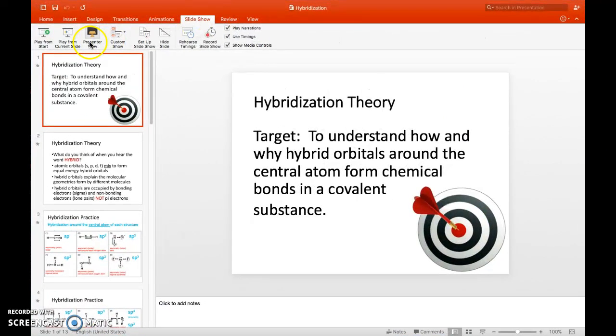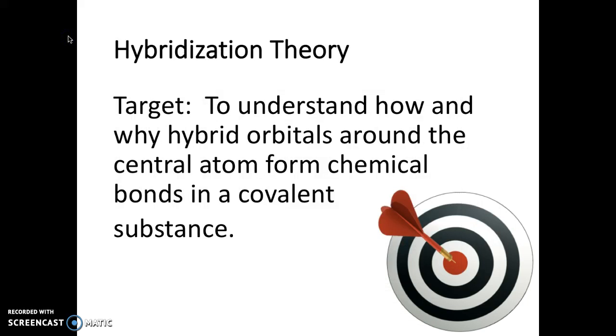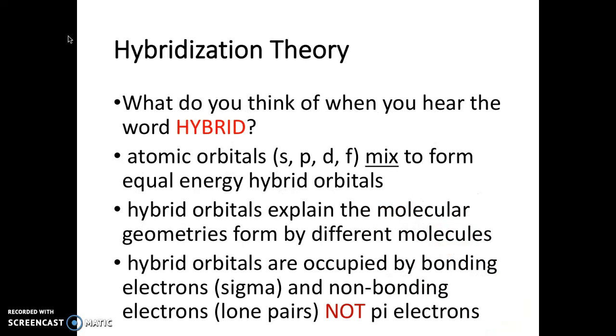Okay, so today we're going to review hybridization theory. Today's target is to understand how and why hybrid orbitals around the central atom form chemical bonds in a covalent substance. So, what do you think of when you hear the word hybrid?